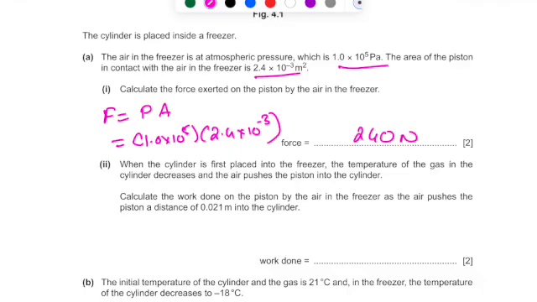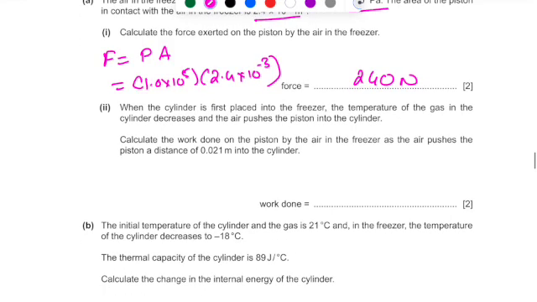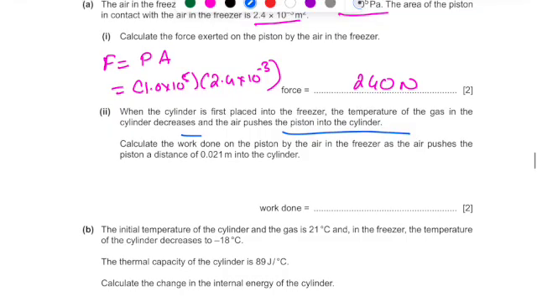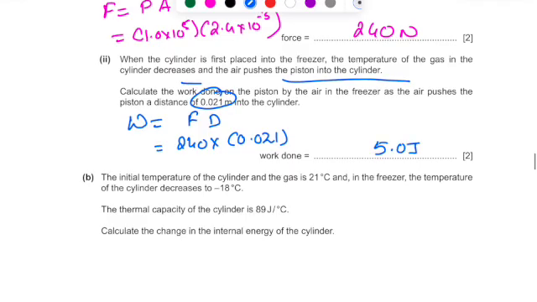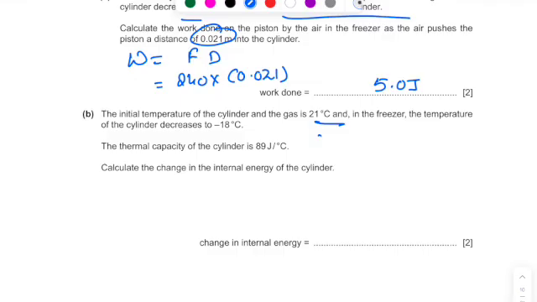Again, newtons. When the cylinder is first placed into the freezer, the temperature of the gas in the cylinder decreases and air pushes the cylinder. Calculate the work done. Work done is force times distance. What was the force? Force was just now we calculated 240, and what was the distance it is moving? 0.021. It's going to be 5.0 joules.